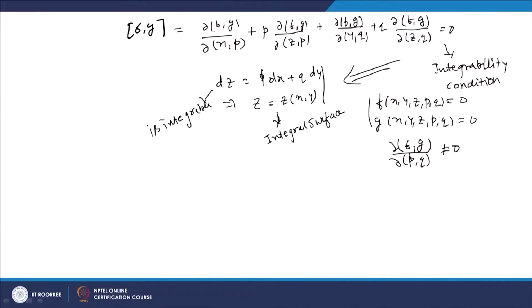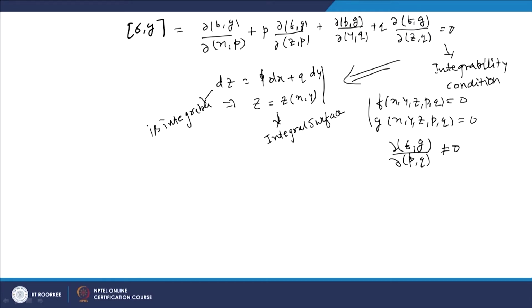but the condition that the bracket [f, g] is equal to 0, which is the Jacobian of (f, g) with respect to (x, p) plus p times the Jacobian of (f, g) with respect to (z, p) plus the Jacobian of (f, g) with respect to (y, q) plus q times the Jacobian of (f, g) with respect to (z, q), is equal to 0.